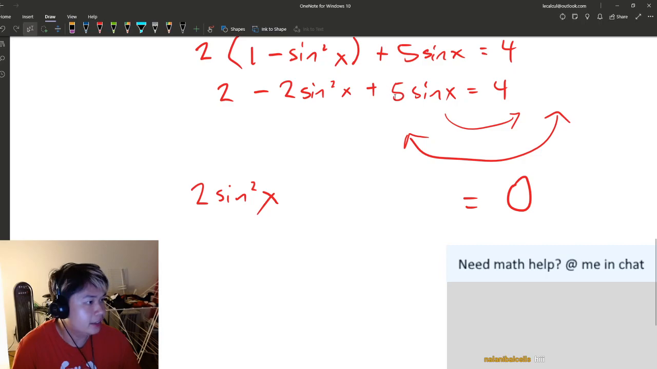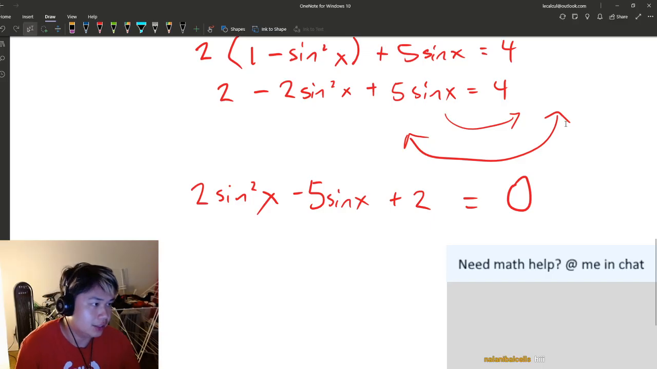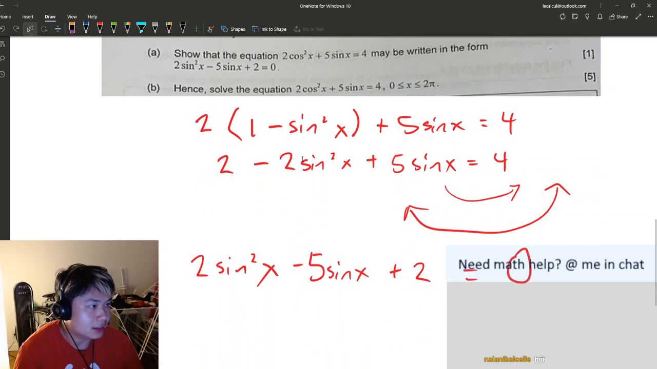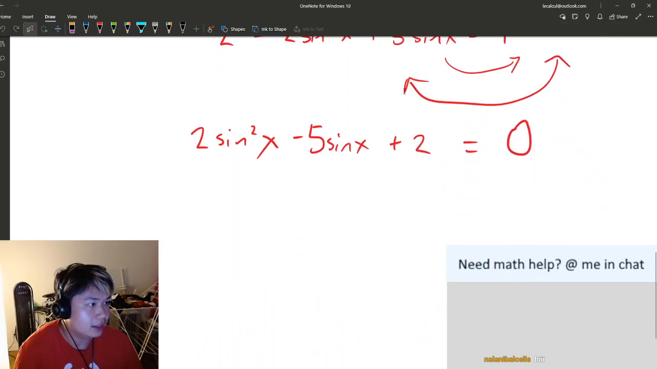We'll have negative 5 sine x. And then when we move this over to the right side, it becomes 4 minus 2, which is 2, so this should be plus 2. Anyways, you just need to show this. Easy peasy. Hence, solve this equation for 0 to 2 pi. So now we solve it.